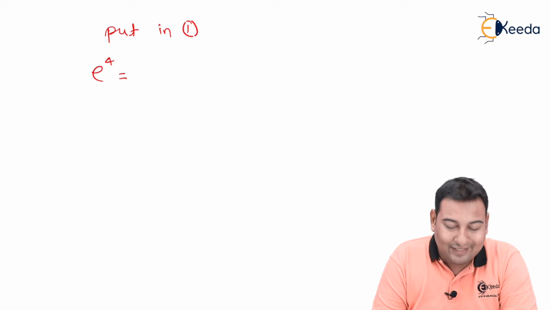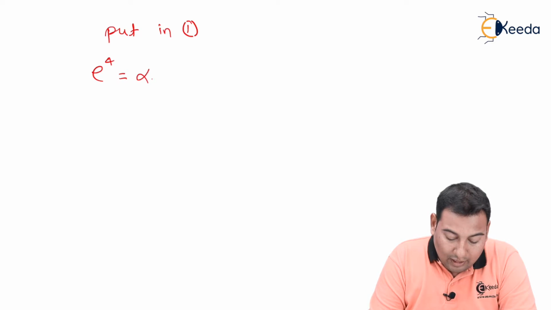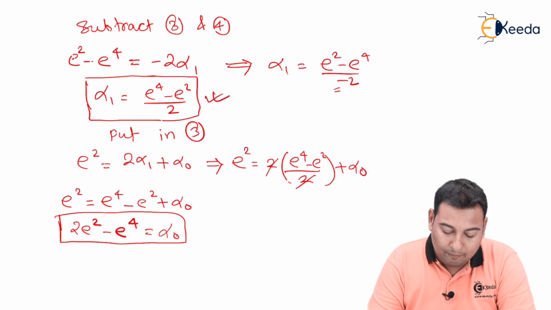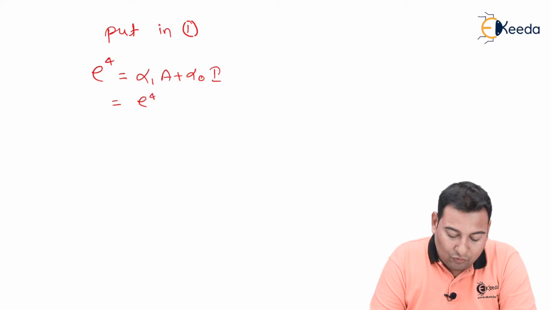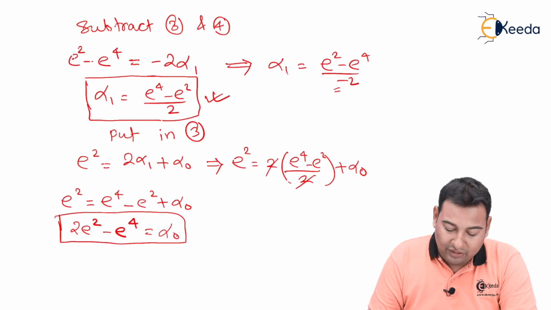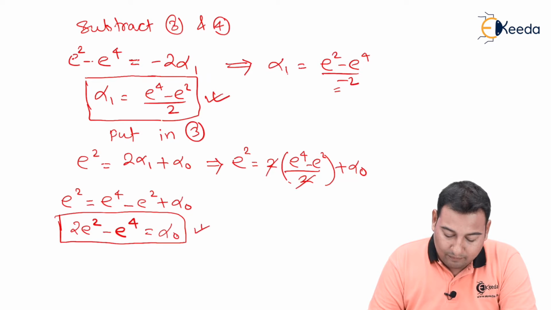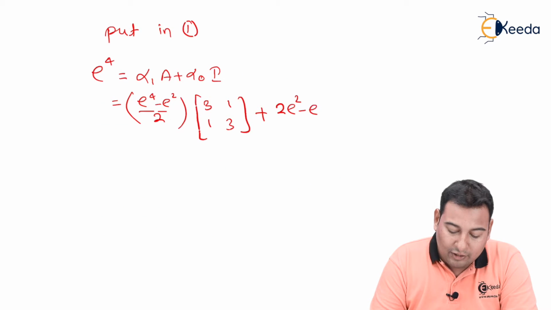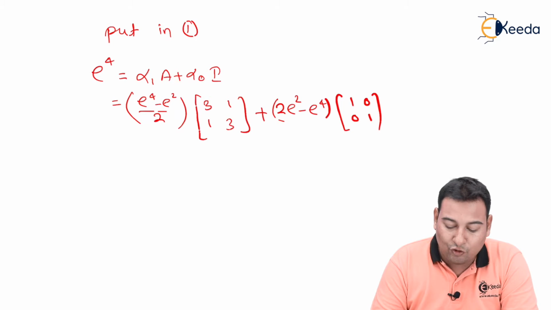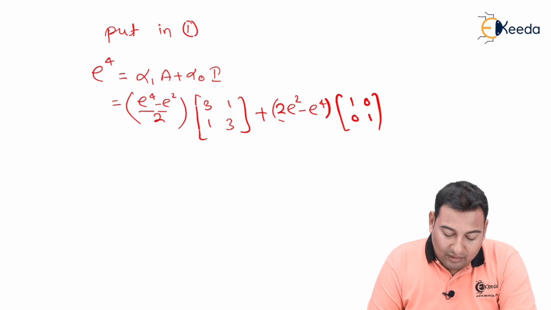e raised to a is equal to alpha 1 a plus alpha 0 I. Alpha 1 we got as (e raised to 4 minus e square) upon 2 into the given matrix, that is [3 1; 1 3], plus alpha 0. Alpha 0 is 2 e square minus e raised to 4, into I. I is [1 0; 0 1].